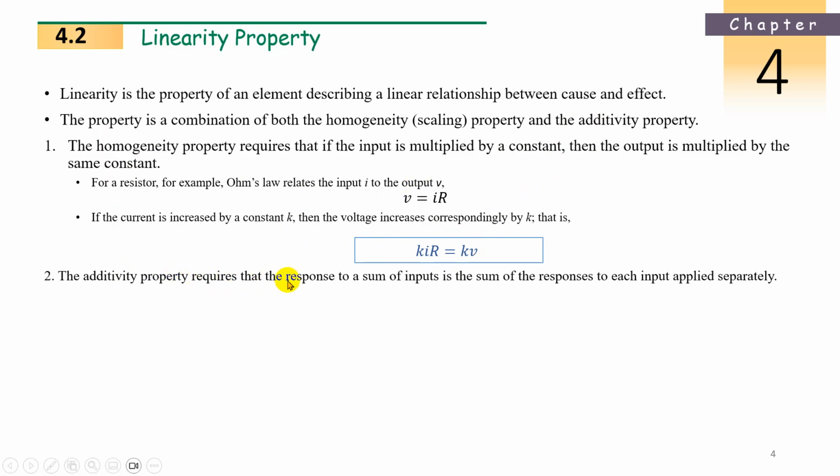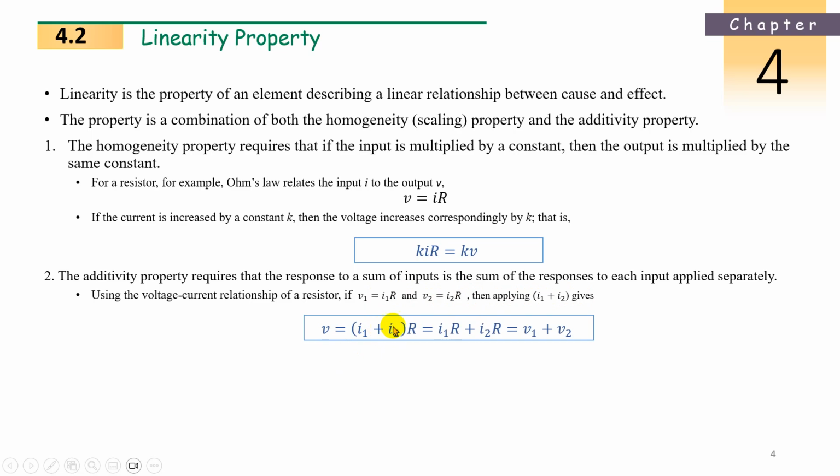The additive property requires that the response to the sum of the inputs is the sum of the responses to each input applied separately. If we have two things in series, the sum of the inputs I am adding, so the result will be the sum also. You will check. Using the voltage-current relationship of the resistor, V1 is equal to I1 R and V2 is equal to I2 R. Then applying I1 plus I2 gives V is equal to (I1 plus I2) R, which if you separate is I1 R plus I2 R. Now what is I1 R? V1. What is I2 R? V2.